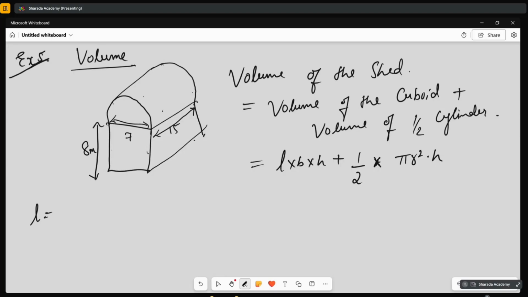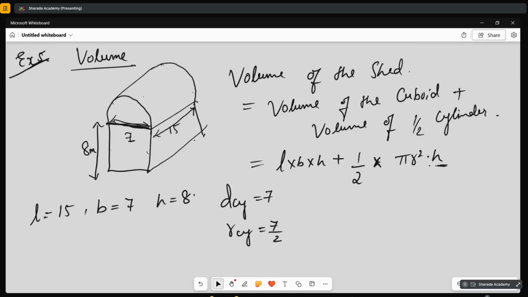So, what is the length they have given here? 15. Breadth 7. Height they have given 8. Okay. Now, in the cylinder, what will be the diameter? Diameter is also equal to 7. So diameter of the cylinder is 7. So radius of the cylinder is 7 by 2. Okay. Then what is the height of the cylinder?